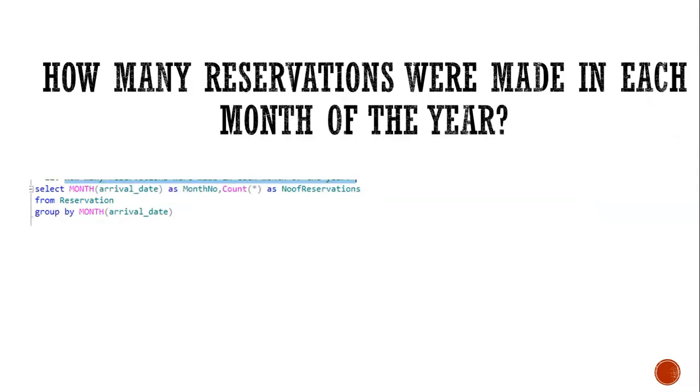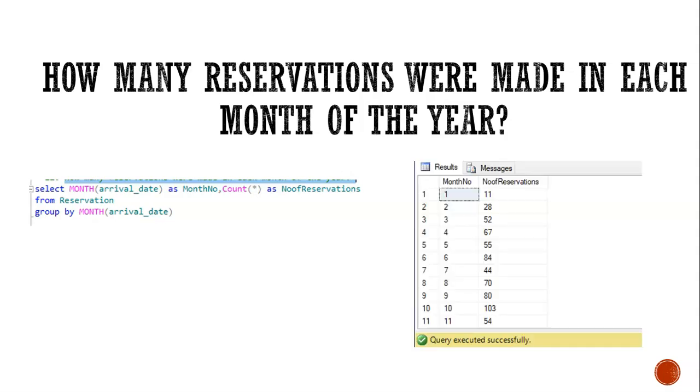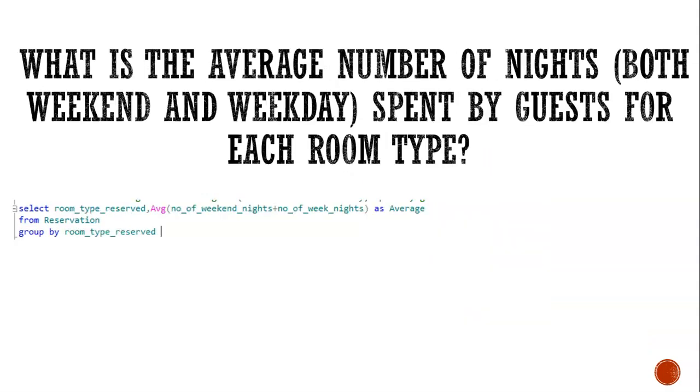How many reservations were made in each month of the year? To check this, I first grouped the arrival date by month, and then used the count function on the entire table, and my answer looked something like this. I'll also display the month against each entry to see the results.